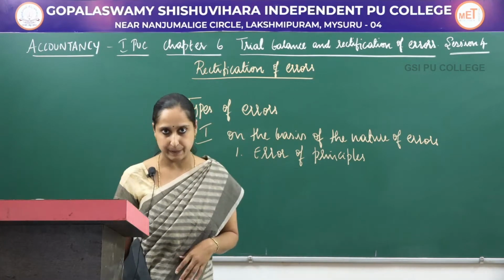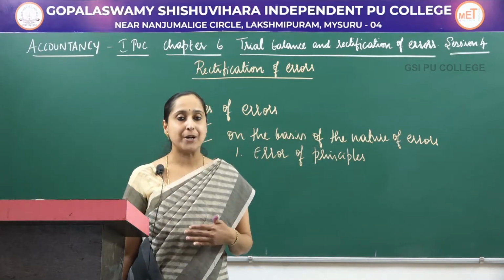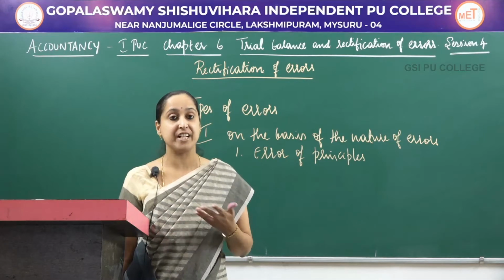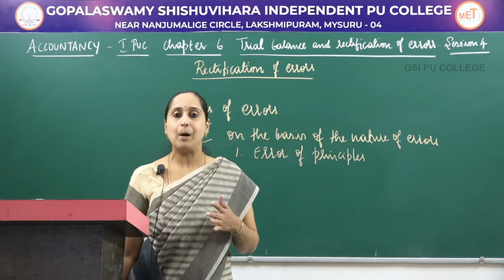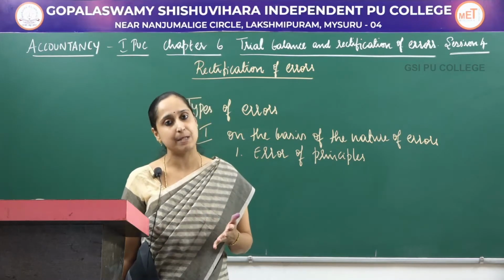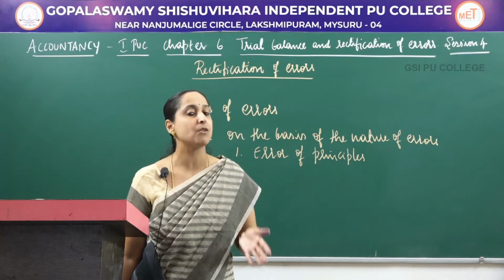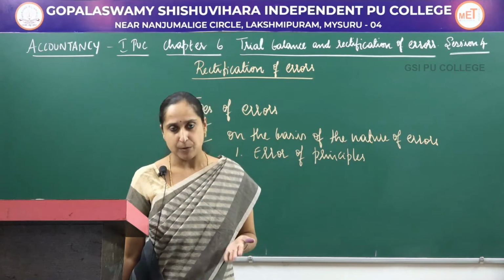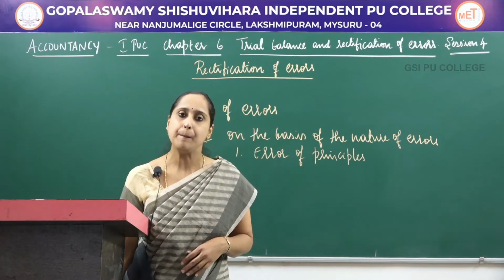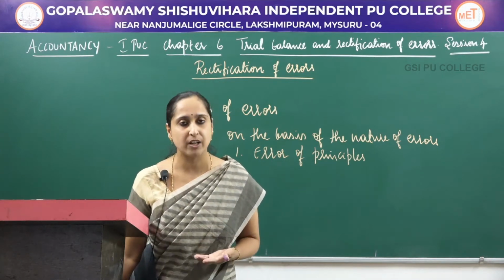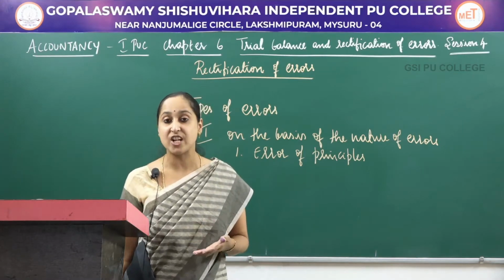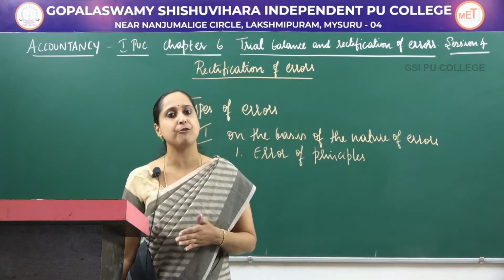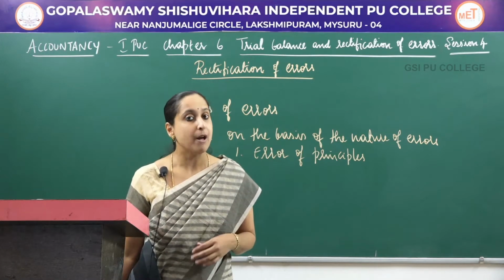For example, while writing furniture on the asset side, a bookkeeper would have written it on the liability side. Or while classifying into income and expense, he would have written a few income items on the expenditure side or a few expenditure items on the income side. These are a few examples of error of principles. And one more example: if a credit purchase of a particular asset is recorded in the purchases book instead of the journal proper, that is also an error of principle.